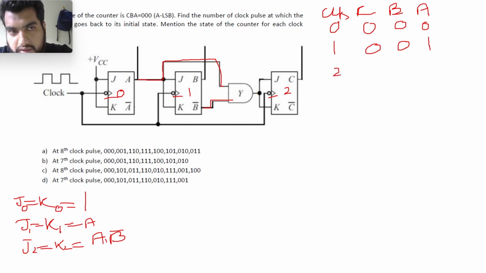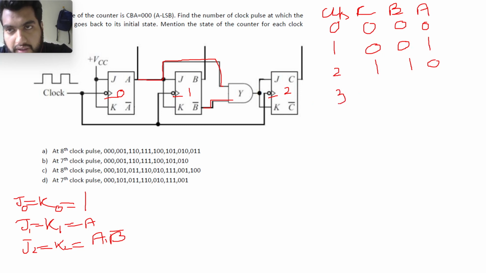Now the second clock pulse. My A is equal to 1, it will toggle. My B is equal to A and A is equal to 1, so it will toggle, it will be 1. And my J2 equal to K2 is equal to A dot B complement, so it is equal to A dot 1, so it will toggle, so it will be 1, 1, 0, right? Since A is equal to 1 and B complement is equal to 1, that is J2 equal to K2 equal to 1, 1. That means my output C will toggle.